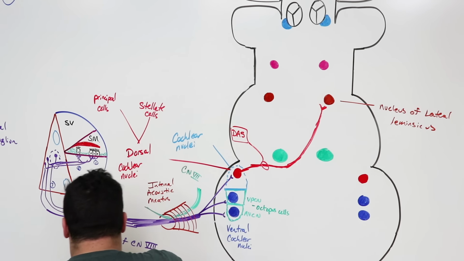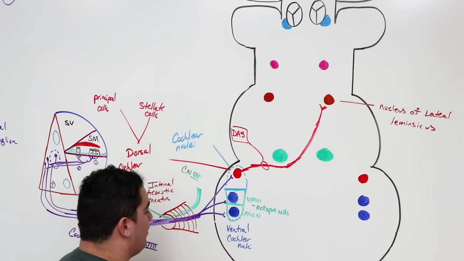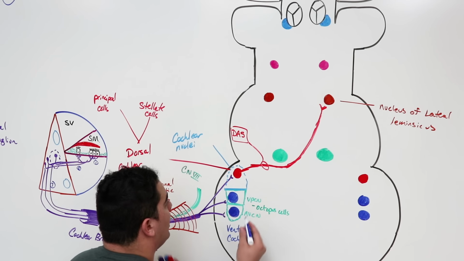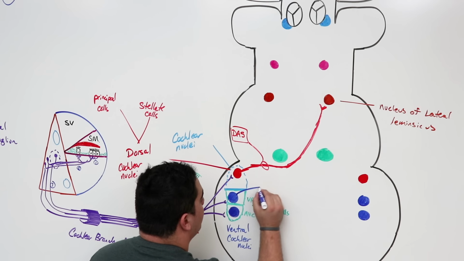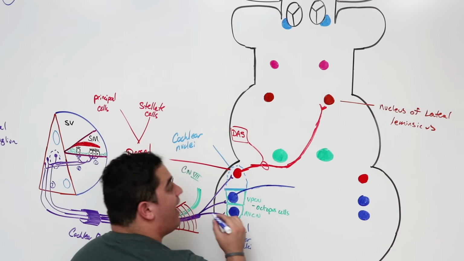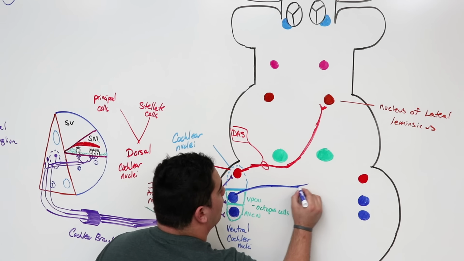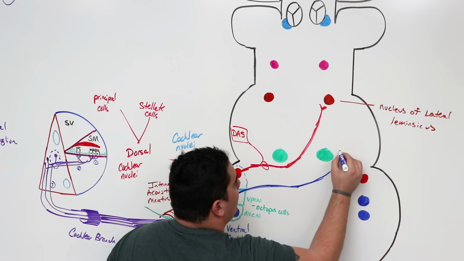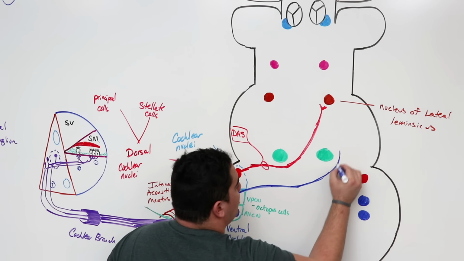What happens is these octopus cells give off their axons, and these axons do the same thing. They cross over. They don't ascend as fast, but they cross over to the contralateral side, and then they move up. Some of the fibers might actually synapse on the nucleus of the lateral lemniscus. Some of them might not. Most of the fibers that synapse on the nucleus of the lateral lemniscus is the dorsal acoustic striae.